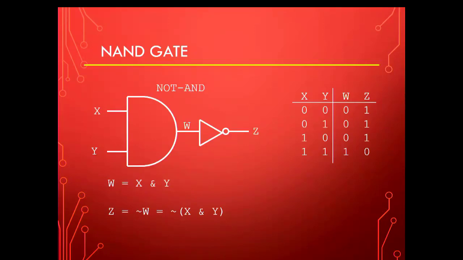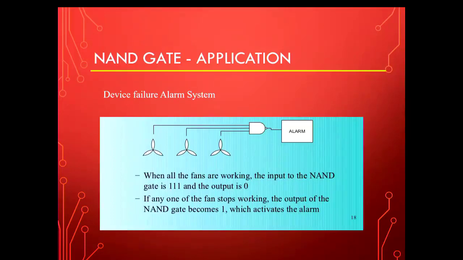Another representation of a NAND gate could be an AND gate and then adding an inverter right next to it. Here's an application for a NAND gate: a device failure alarm system. Say you are working in some facility and they want to keep a certain temperature, so they have these fans working, and you want to make sure all the fans are working, because if any of the fans stop working, the temperature goes up and it may create an alarm. When all the fans are working, the input to the NAND gate is 1111, and the output is 0. If any of the fans stops working, the output of the NAND gate becomes 1, which activates the alarm.